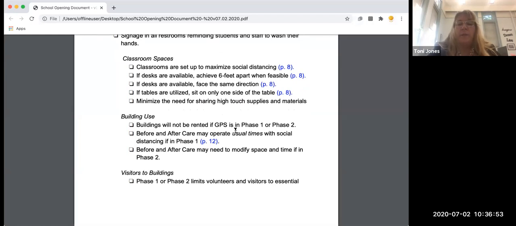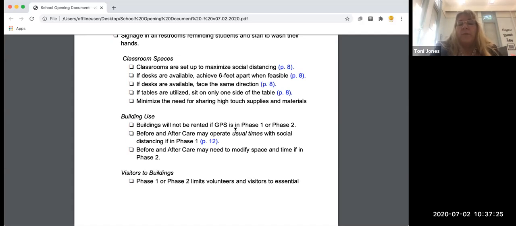For our building use, we will not rent our spaces if we're in phase 1 or phase 2, which we did not do this spring, even when we closed down. We're not renting right now in the summer. And this is a challenge, and we will probably have some in the community who will be a little frustrated by this. But if we're in phase 1 or phase 2, we cannot get our buildings disinfected in the evenings if they're rented, and then feel like we're ready and safe for children and young people and our staff to come back to work the next day. So we will not be able to have rentals.